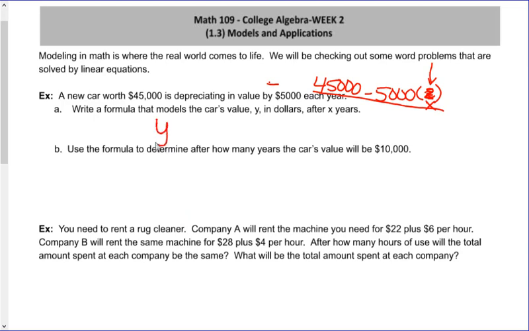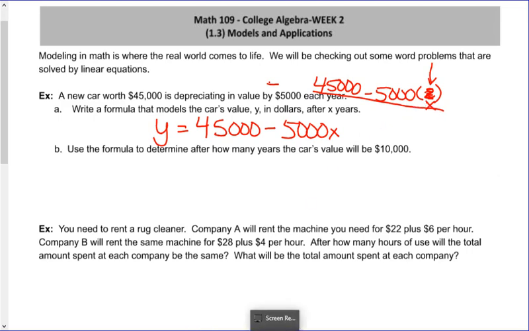So the car value y is going to come from taking that original 45,000 and decreasing it by 5,000 each year. That's the one that's changing. So that's where I'm going to put my x. So again, if you need to do a specific situation, please do so.